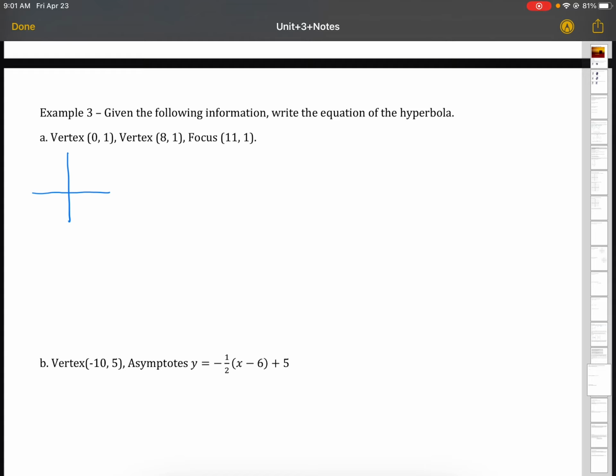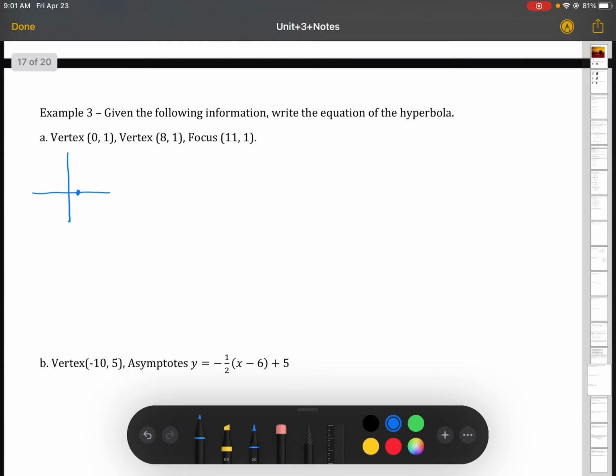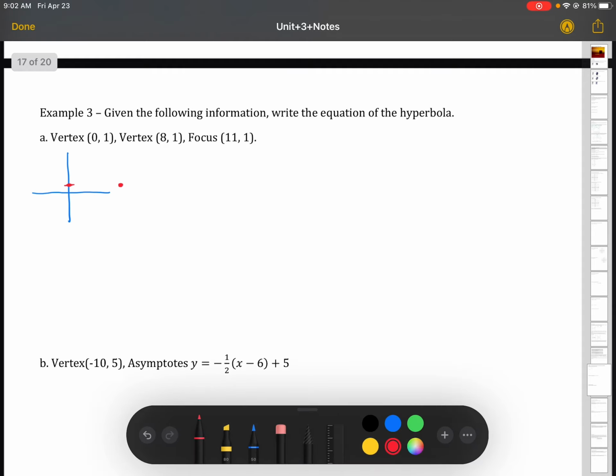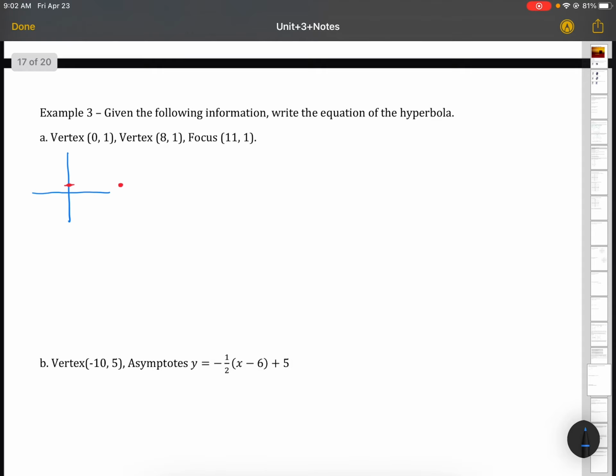So 0, 1 is right here. I'm sorry, that's not true. That is not where 0, 1 is. 0, 1 is going to be on the y-axis, excuse me. So 0, 1 is here, and 8, 1 we'll say is over here. You go over 8 and you go up 1. So let's flesh that out.